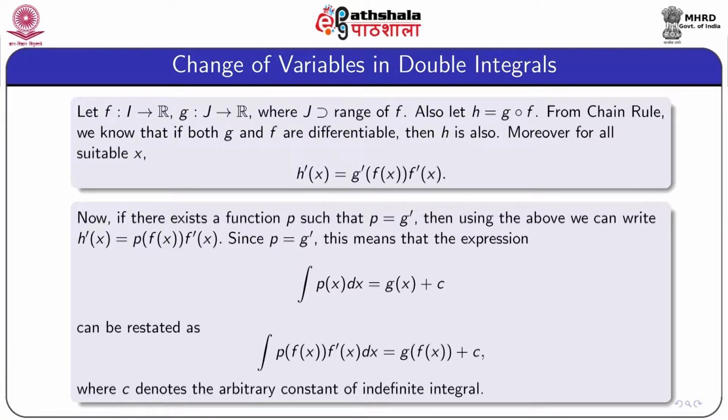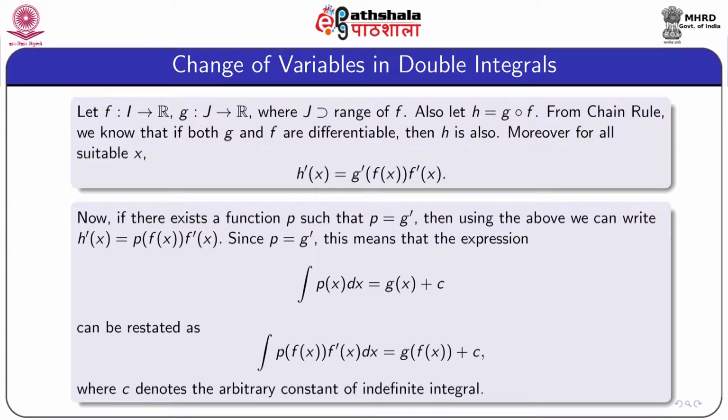Let us recall some results we studied in single variable calculus. Let f from I to R, g from J to R, where J contains the range of the function f. Also let h equal g compose f. From the chain rule, we know that if f and g are differentiable, then h also is. Moreover, for every possible x, h dash x equals g dash f x, f dash x. Now, if there exists a function p such that p equals g dash, then using the above we can write h dash x equal to p of f x times f dash x.